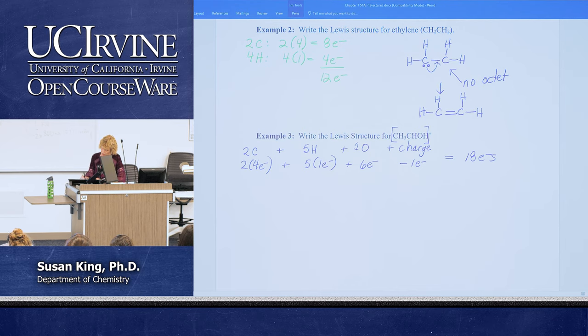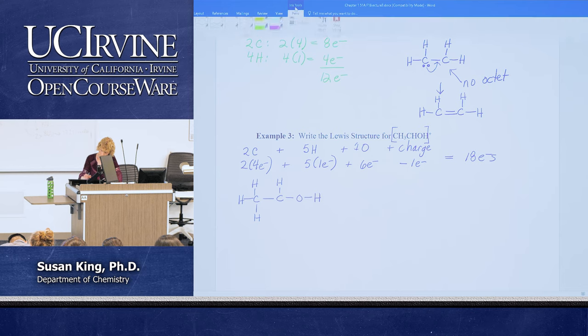But first of all, let's take that condensed structure and convert it to show how the bonding is in this molecule. So we have CH3. We have carbon bonded to hydrogen, and then we have an oxygen bonded to hydrogen. It should look like that. All right, we have 18 electrons to distribute. Let's distribute those 18 electrons.